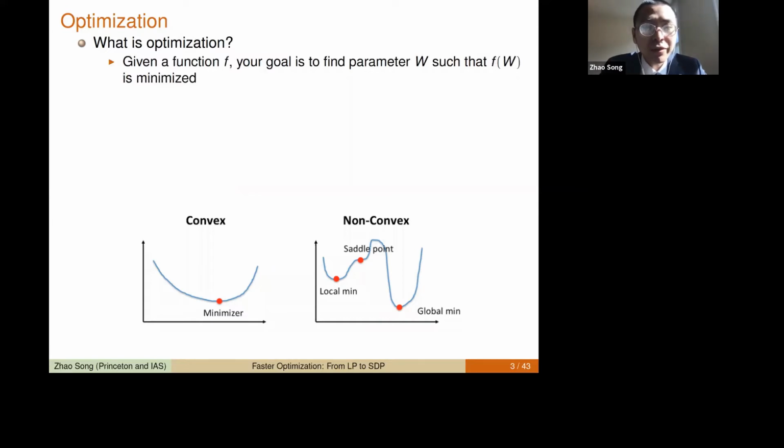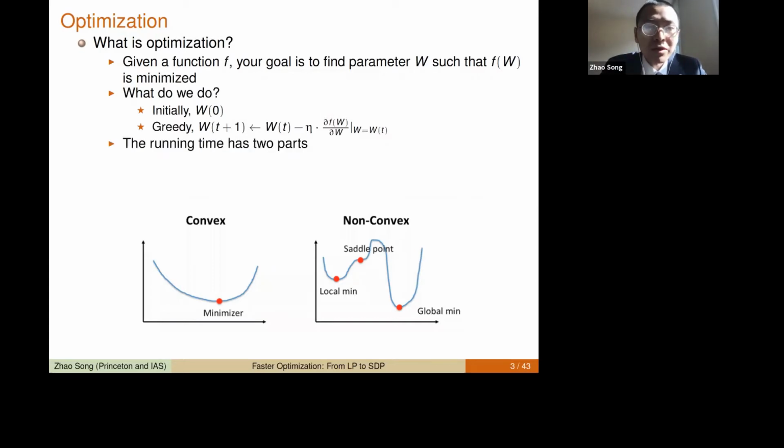You are given a function f, and your goal is to find some parameter w such that f of w is minimized. This is a very basic goal. And what we do in general is we first initialize the weight w0 to be random weights. Then we run some greedy type of algorithm. Every iteration, we update wt to wt plus 1 by using the gradient information.